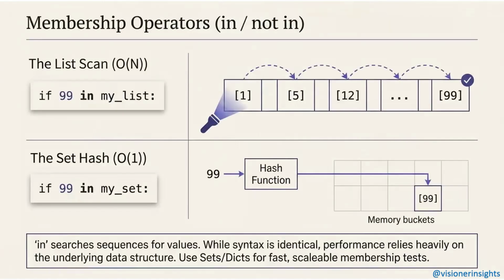Let's talk about finding things. The in operator looks the same whether you're searching a list or a set. But what's happening under the hood is a totally different story. For a list, Python has to do a full scan. It's kind of like taking a flashlight and checking every single box, one by one, until it finds what it's looking for. But for a set, it's completely different.